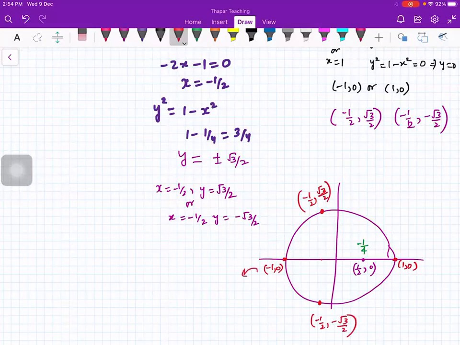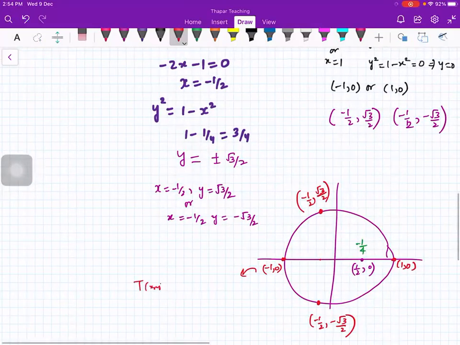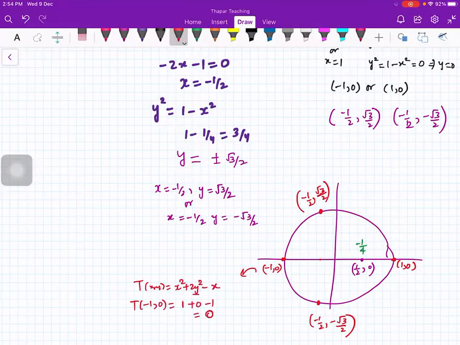Just put it in the function. So your function is T(x,y) is equal to x square plus 2y square minus x. So what will be the value at minus 1 comma 0? That will be 1 plus 0 minus 1. So the value of the function here is 0. Here also it will be 0.